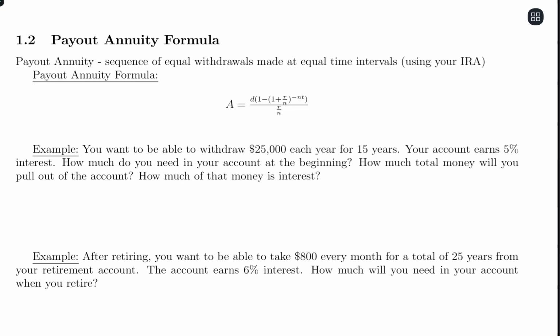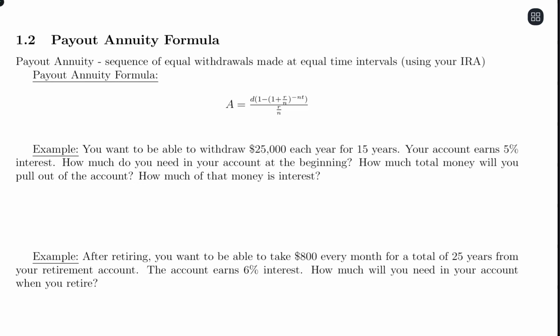So now let's talk about payout annuities. And this is going to tie closely to what we just did with savings annuities. But what we're going to see is a slight change in our formula, where a lot of the variables will stay the same. The behavior of this account is different than what we were just doing.